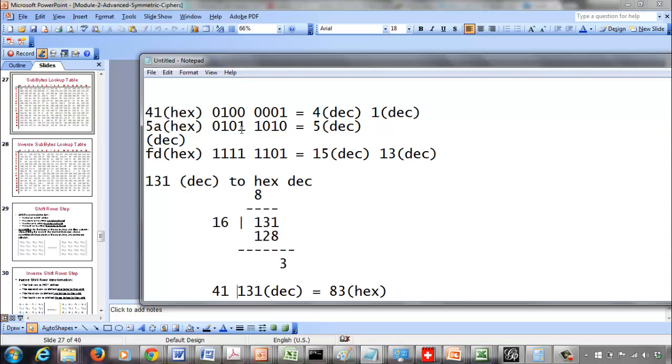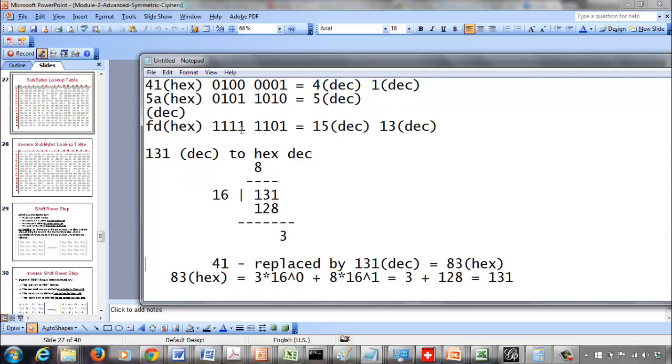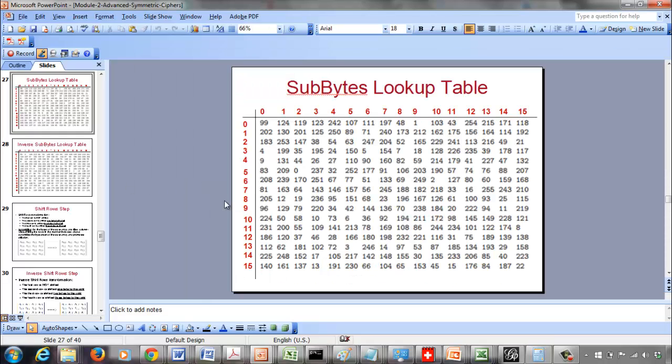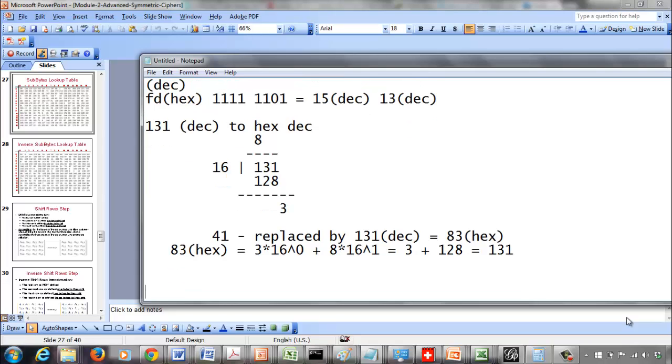41 will be replaced by 83. Sorry, 131 in decimal, but 83 in hexadecimal. So let's do one more step. If it is FD, we're going to look for 15 in decimal and 13 in decimal. So 15 in the row and 13 in the column. It is 84 in decimal. So looking to replace or substitute FD.